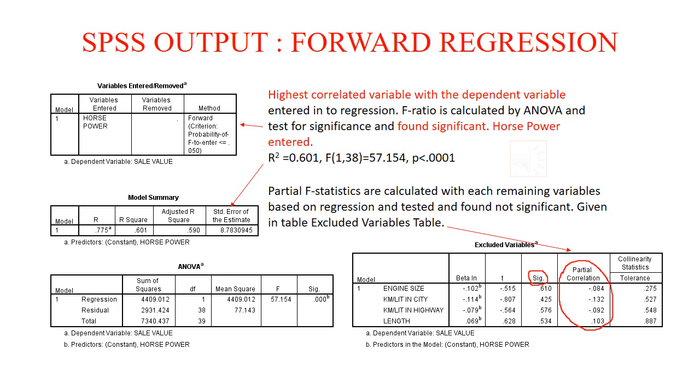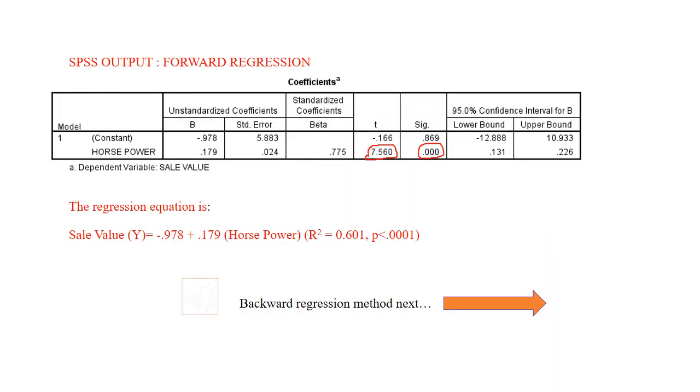It shows that the partial F has been calculated and found insignificant, therefore those variables are not entered into the regression equation. Therefore only one variable entered into the regression equation, that is horsepower, which explains R square equal to 0.601 and which is highly significant from the analysis of variance table. Here you can see the SPSS output forward regression procedure coefficients table.